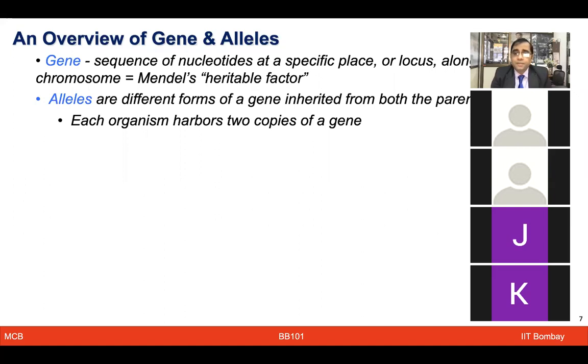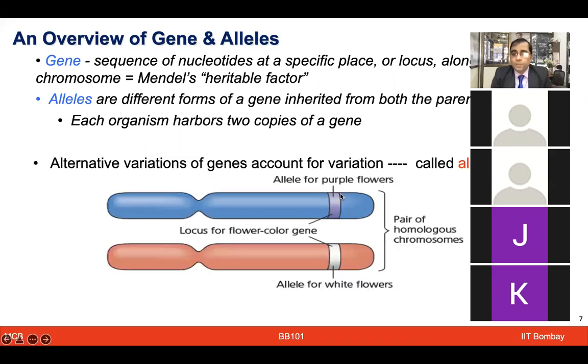Now for the same gene, there are 2 copies, inherited from both parents, and therefore each organism harbors 2 copies of the gene, which are known as alleles. In the case of the flower we are talking about, the gene which gives the coloration, either purple flower or white flower, has 2 alleles present on different chromosomes, coming from the pair of homologous chromosomes from 2 parents.